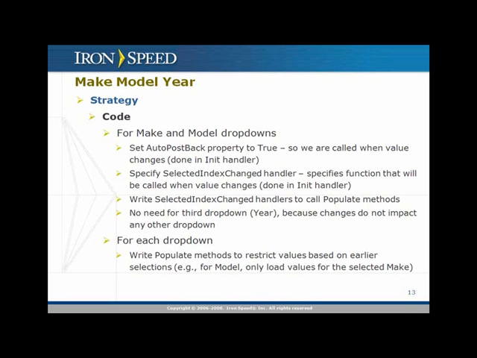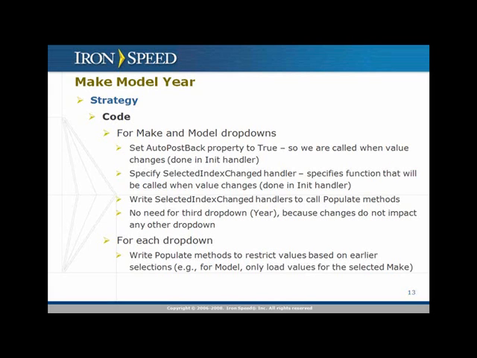Now, we need to do it for the make and the model. We don't need to do it for the year drop-down. And the reason for that is once you select the year, there is no further selection or no further drop-down that needs to be populated. So we don't need to be called back home on our server when a modification is made to the year. If the user selects 2009, we don't need to be called back at that particular point in time.